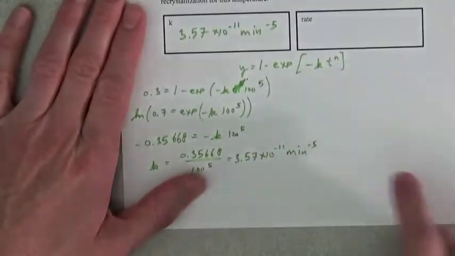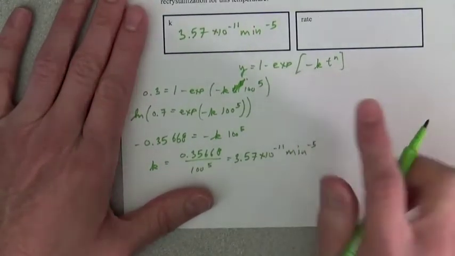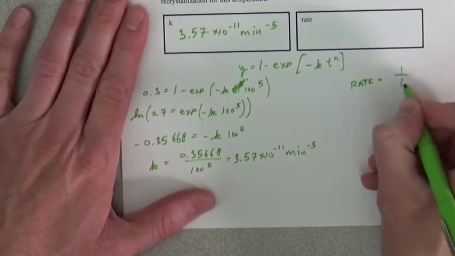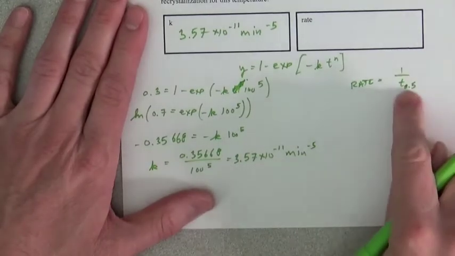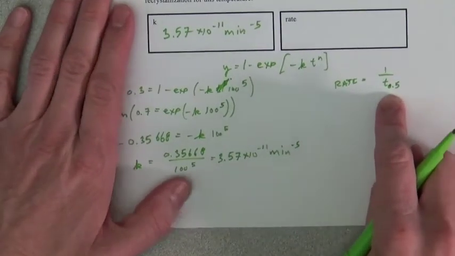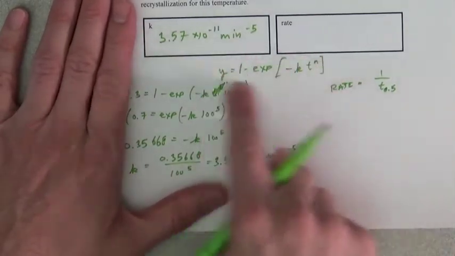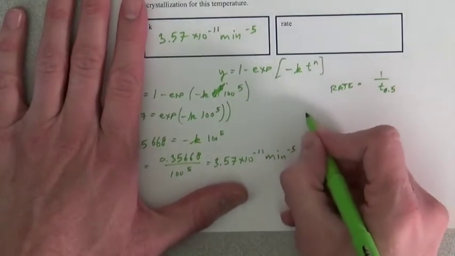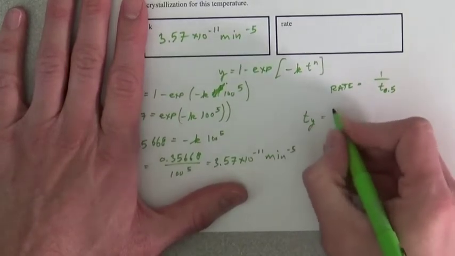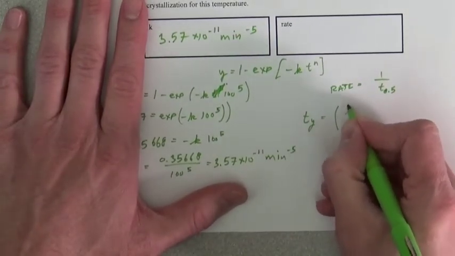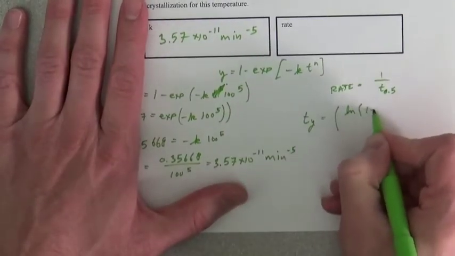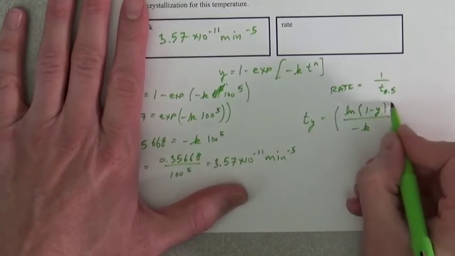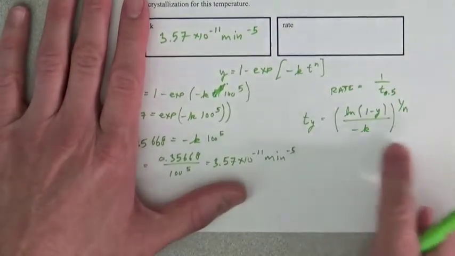The rate is defined as 1 over t to achieve half the reaction, which means that we can take this equation and rearrange it in terms of t to solve for t, and we get t equal to the log of 1 minus y, divided by negative k, all raised to the 1 over n. So we've got that expression.